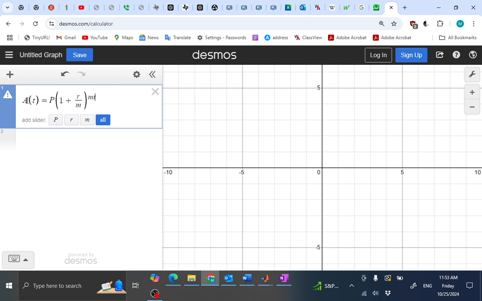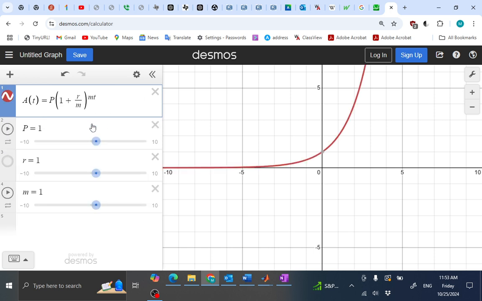Desmos understands that you're trying to calculate A, and your main variable is time. It asks you, how about the rest of these things? How about p, r, and m? Do you want to act as a slider? Say yes. So principal is the amount you start with. Let's stick to $1 to keep our numbers small and manageable. A rate of 1 means 100%. That's way out there. So let's make it more reasonable.